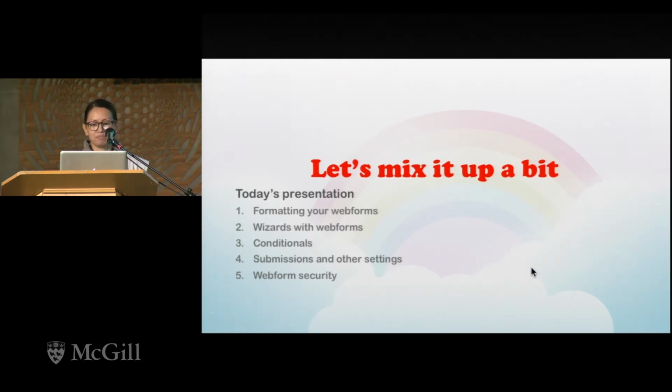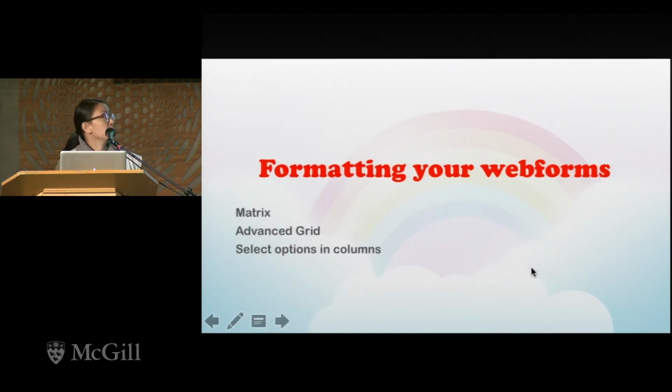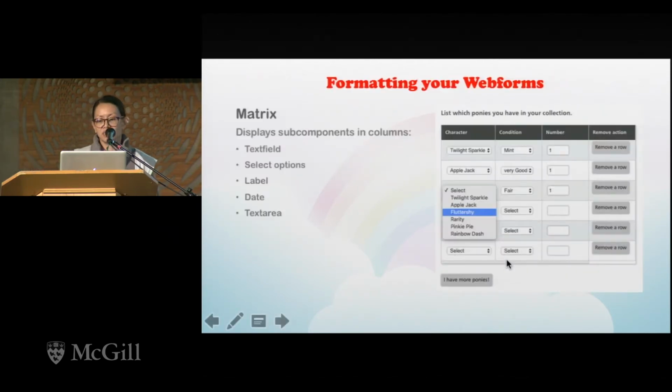So we're off. First off is formatting your web forms. Now, there are actually 3 components that can help you make your web forms smaller, sleeker, and more attractive to users. And the first one is the matrix. Now, the matrix lets you display multiple components in columns. I don't know if you can see my cursor here. Yeah, so these are the columns. And these subcomponents can include text fields, select options, labels, dates, and text areas.